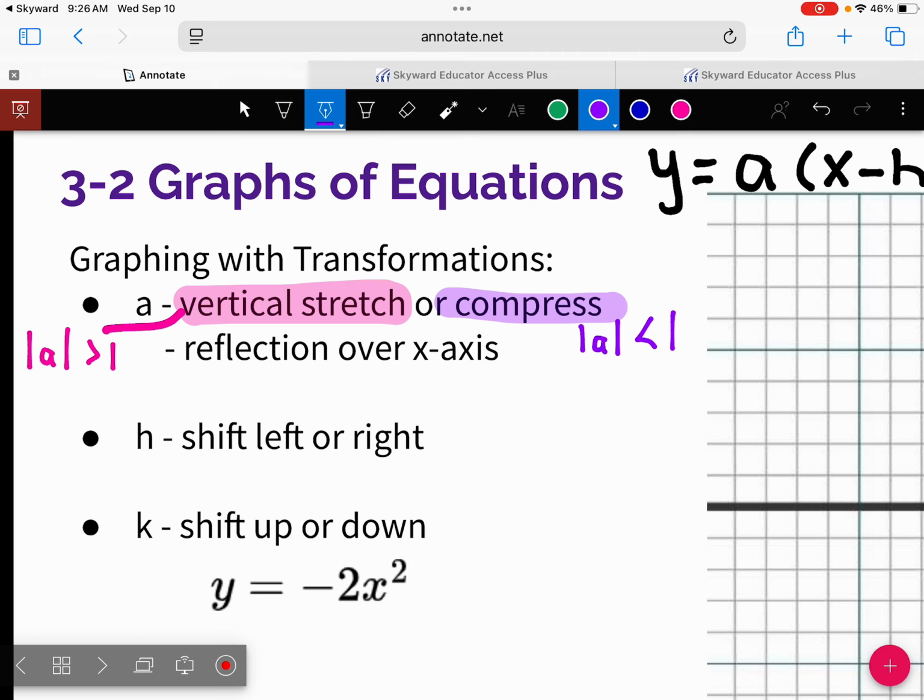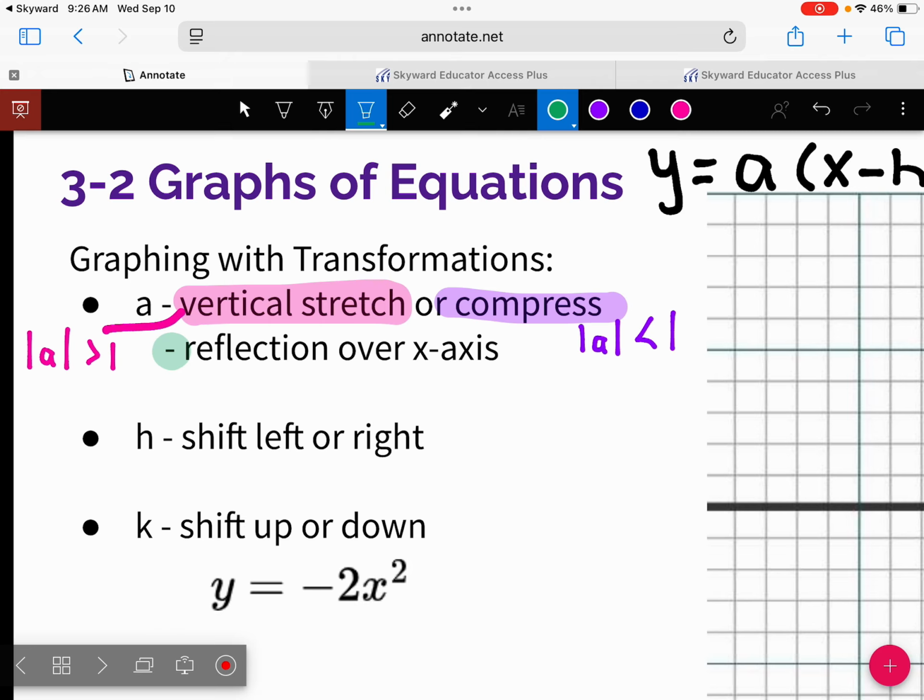Compression. And what that's going to do, compression looks like somebody sits on it, so it makes it look flatter. Stretch makes it tall and skinny. Compression makes it short and wide, flatter. Looks like somebody sat on it. Because it's so cute and little, I want to squish it. Squish. If A is negative, that's when we get our reflection over the x-axis. So A would need to be negative.